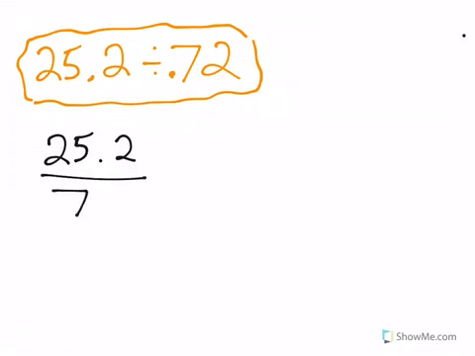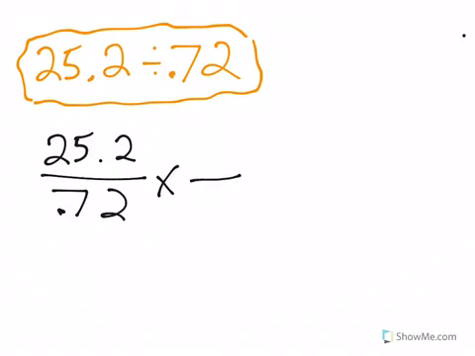25.2 over 0.72. Now you might be saying, well, isn't this a whole number and then a part of a whole? Isn't that what a fraction is? It is, but we're ultimately not going to have any decimals involved in our fraction, because what we're going to do is move these decimals out of the way. Now to do that, we're going to multiply by another fraction.